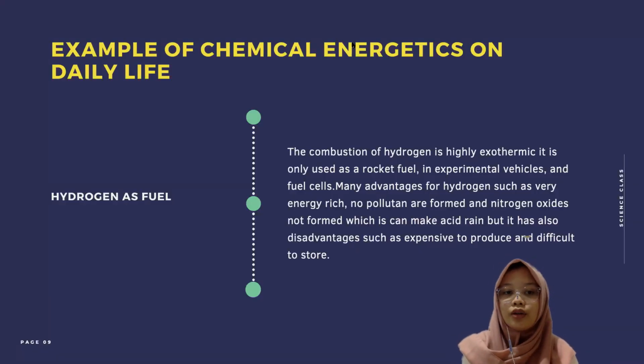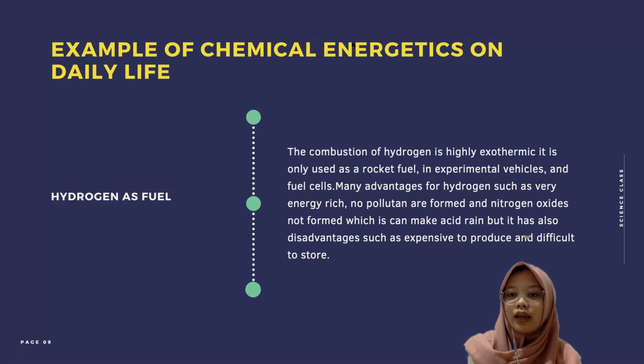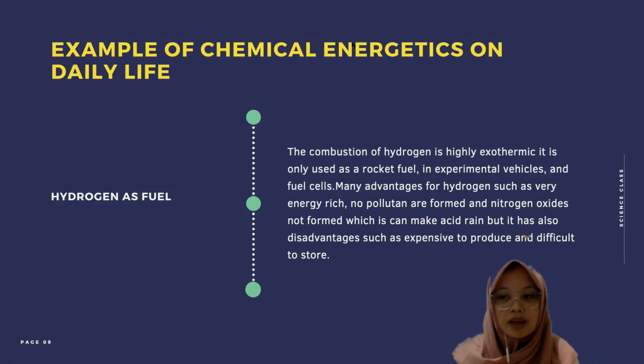Another example is hydrogen as fuel. The combustion of hydrogen is highly exothermic. It is used as a rocket fuel, in experimental vehicles, and in fuel cells. There are many advantages of hydrogen, such as being very energy rich, producing no pollutants, and no nitrogen oxides formed, which can cause acid rain. But it also has disadvantages, such as being very expensive to produce and difficult to store. Why is hydrogen fuel an example of chemical energetics? Yes, it uses combustion, which is a highly exothermic reaction in chemical energetics.